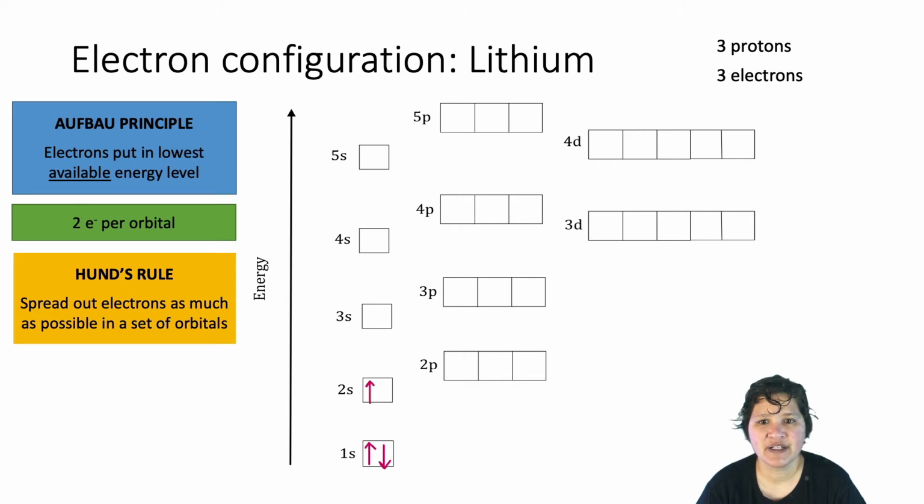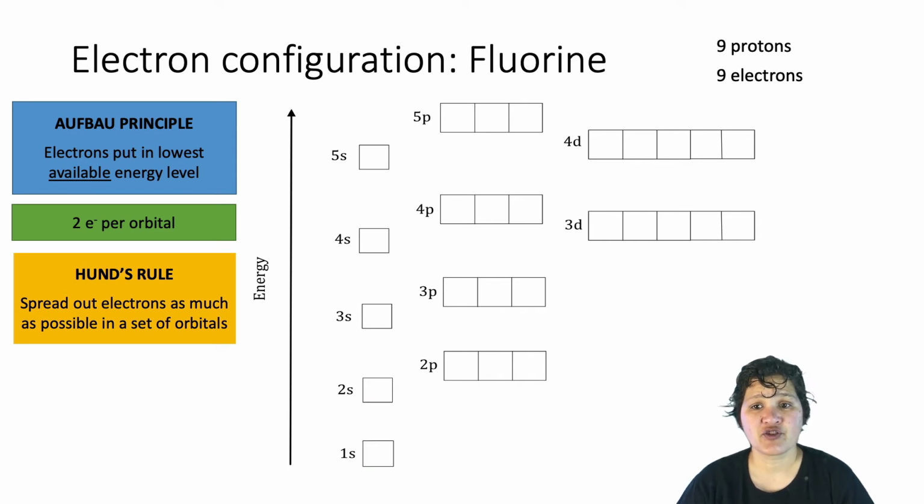So again, I'm drawing in an electron with an up spin, but this could just as easily be a down spin electron. So now we've placed all 3 electrons, and now we're done with our electron configuration diagram for lithium. Let's try another electron configuration, this time for fluorine. Fluorine is element 9, so it has 9 protons, and a neutral fluorine atom would therefore have 9 electrons.